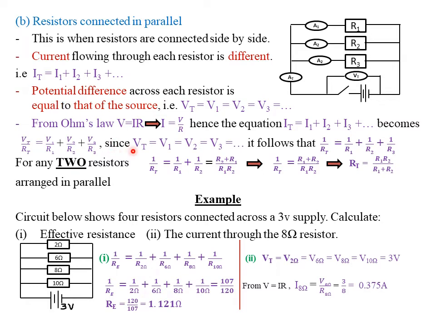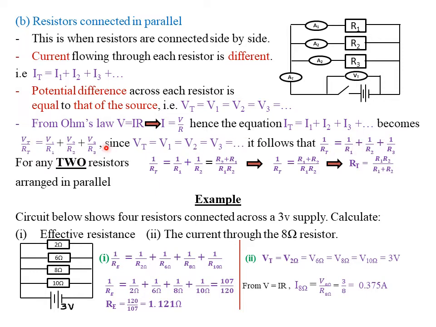So this simply means that if V total is equal to V1 is equal to V2 is equal to V3, it follows that we can divide each and every term by V total. So V total over R total, V total and V total will cancel out, so that we just remain with 1 over R total. Then again, if I also divide this term by V total, remember V total is equal to V1, therefore they will just cancel out. So I'll remain with 1 over R1.